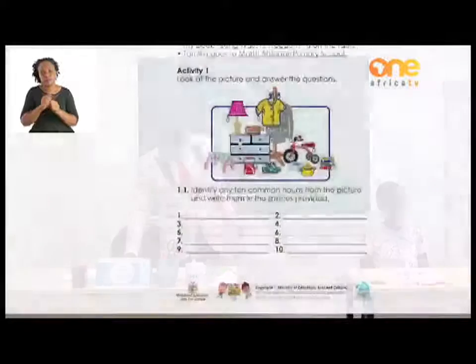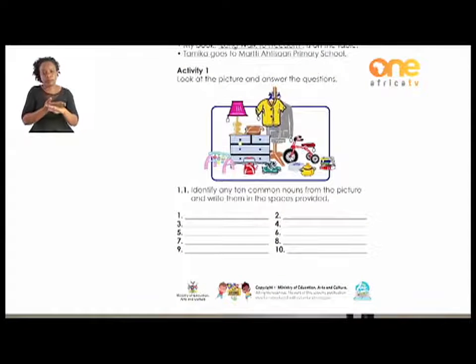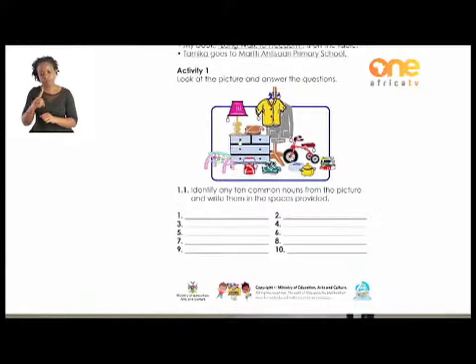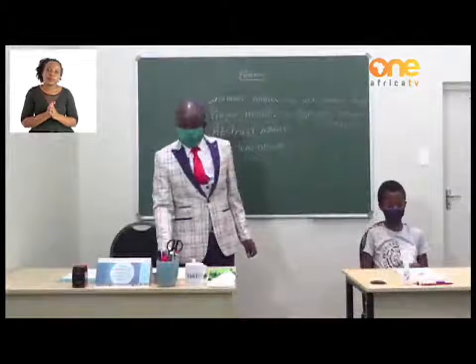For example, a common noun from the picture is a tricycle. Can you see a tricycle? And there is also a pair of shoes in the picture. Those are common nouns. So I want you to complete from number 3 to number 10, writing those common nouns, which you can see. Right, let us turn to page 5.